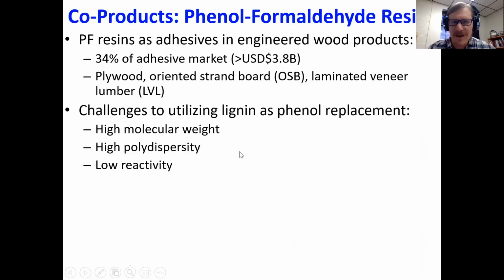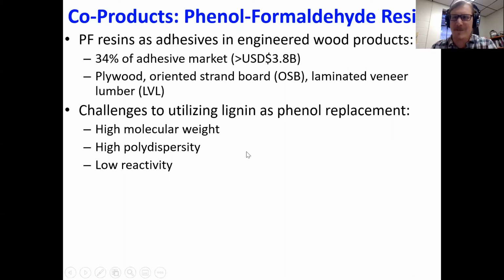All right, so now for the background. So just as background for this, phenol formaldehyde resins can be used as adhesives in engineered wood products. These comprise 37% of the adhesives market, which represents a relatively large market, and they can be used in products that include things like plywood, oriented strand board, and laminated veneer lumber. And so challenges for utilizing lignin as a phenol replacement include its high molecular weight, its high polydispersity, and its low reactivity relative to phenol.